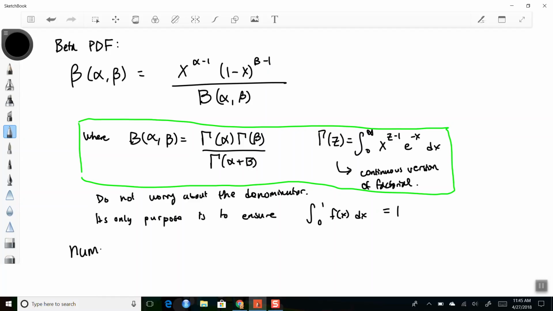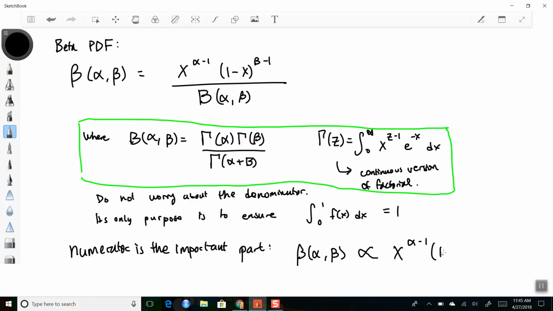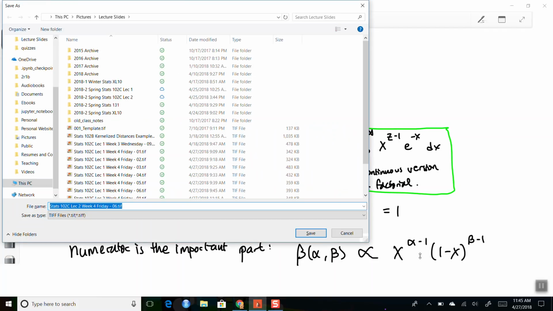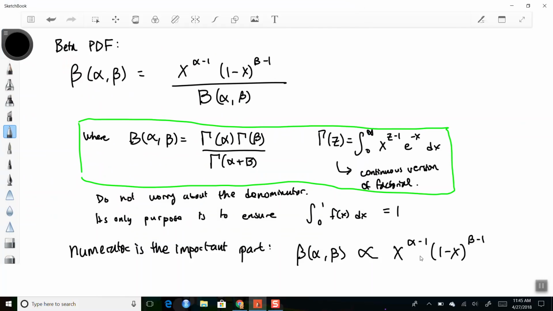The numerator is the important part. And we can just say the beta distribution PDF is going to be proportional to x to the alpha minus 1 times 1 minus x to the beta minus 1. Okay, so this is the only part that's really important. And I guess we'll have to wait till Monday to take a look at how we can use this and update it.